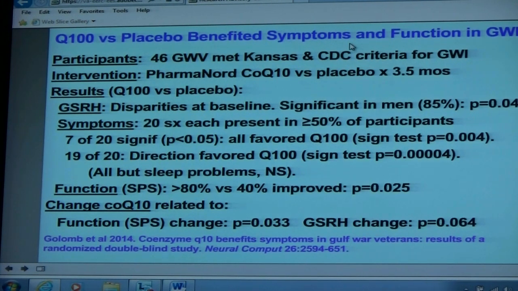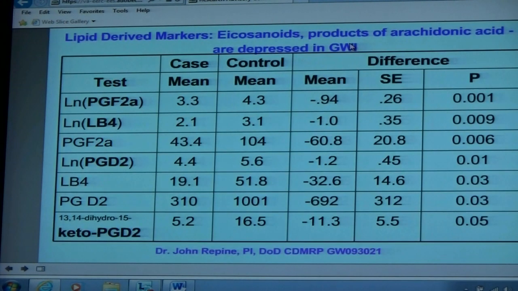That separately, coenzyme Q10 significantly improved symptoms in the overall group, and significantly improved objectively measured function assessed by the lower extremity summary performance score in the total Gulf War veteran sample. Additionally, the improvement in function related significantly to the change in coenzyme Q10, and the improvement in GSRH related with borderline significance to the change in coenzyme Q10. Next slide. So all this is sort of background for looking at some metabolomic and lipidomic related findings.